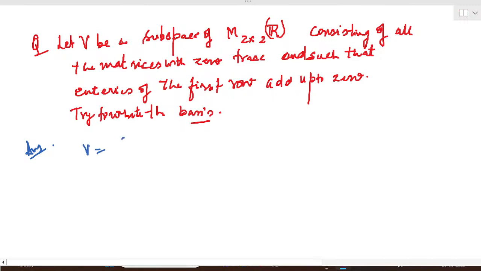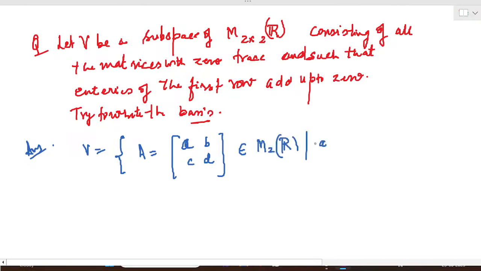V is the set of all those matrices of 2 cross 2. So let us take a 2 cross 2 matrix, let us say A, B, C, and D. Let us take, minus 1, 0. Okay, that would do. So A, B, C, D, such that it belongs to what? Obviously, it belongs to real entries. Let me write that all these A, B, C, Ds belong to real.